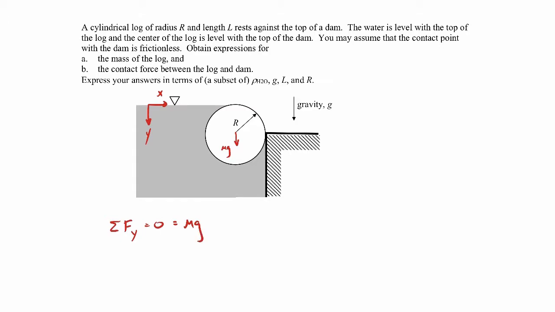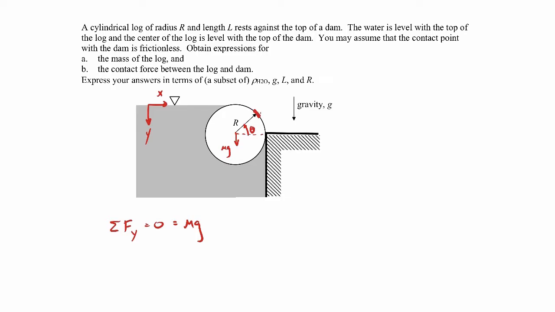Acting downward, we have the weight of the log, so that'll be m times g. m is the mass of the log. That's what we're trying to find. So that's acting in the positive y direction. Then countering that weight will be the pressure force acting on the surface of the log. So I'm going to put a theta angle here out to where the radius is. We're going to call that angle theta. And I'm going to draw a little bit of area acting on that.